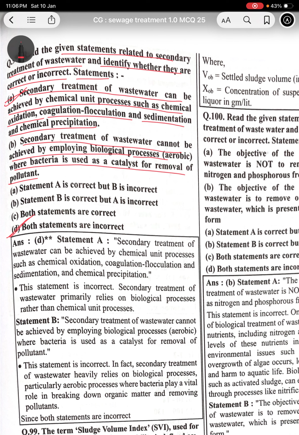Statement A: Secondary treatment of wastewater can be achieved by chemical unit processes such as chemical oxidation, coagulation, flocculation, sedimentation and chemical processes. This statement is incorrect. Secondary treatment of wastewater primarily relies on biological processes rather than chemical units.